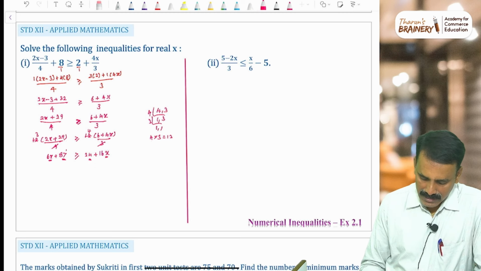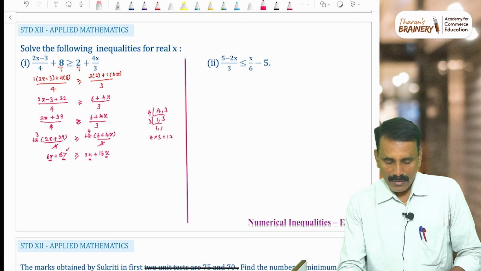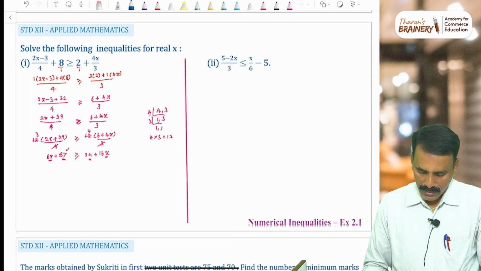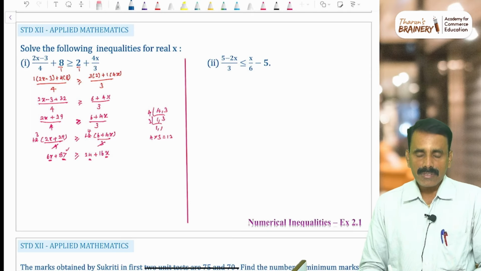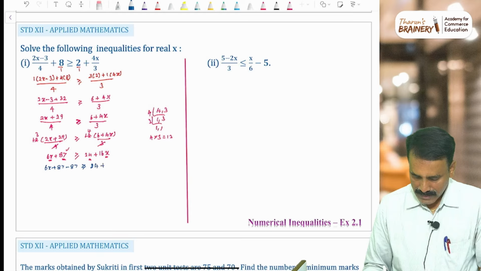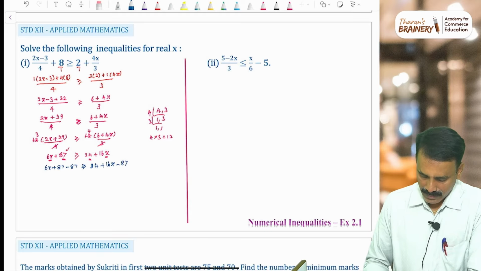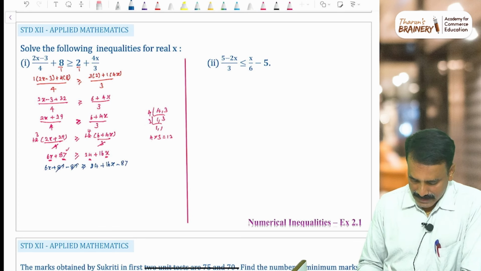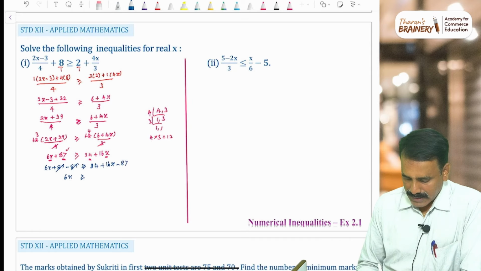First I try to eliminate this constant term. It is plus 87. So what I should do? So I add the additive inverse of 87. So it is 6x plus 87 minus 87 greater than or equal to 24 plus 16x minus 87. So 87 cancel, it is 6x greater than or equal to 24 minus 87.